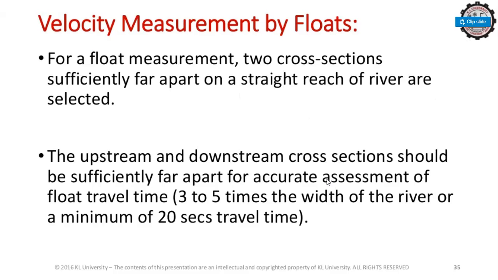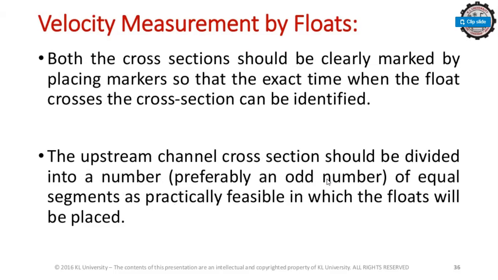For a float measurement, two cross sections sufficiently far apart on a straight reach of river are selected. The upstream and the downstream cross sections should be sufficiently far apart for accurate assessment of flow travel time, 3 to 5 times the width of the river, or a minimum of 20 seconds travel time. Both cross sections should be clearly marked by placing markers so that the exact time when the float crosses the cross section can be identified.